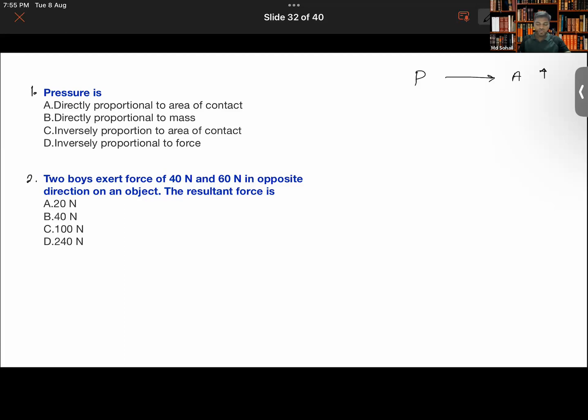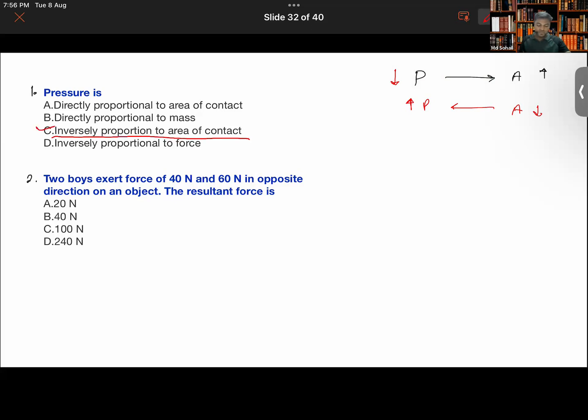No, sir. If area increases, pressure decreases. Yeah, and if area were to decrease, then pressure will increase. It's inversely then, right? Exactly. That basically means it's an inverse relation.